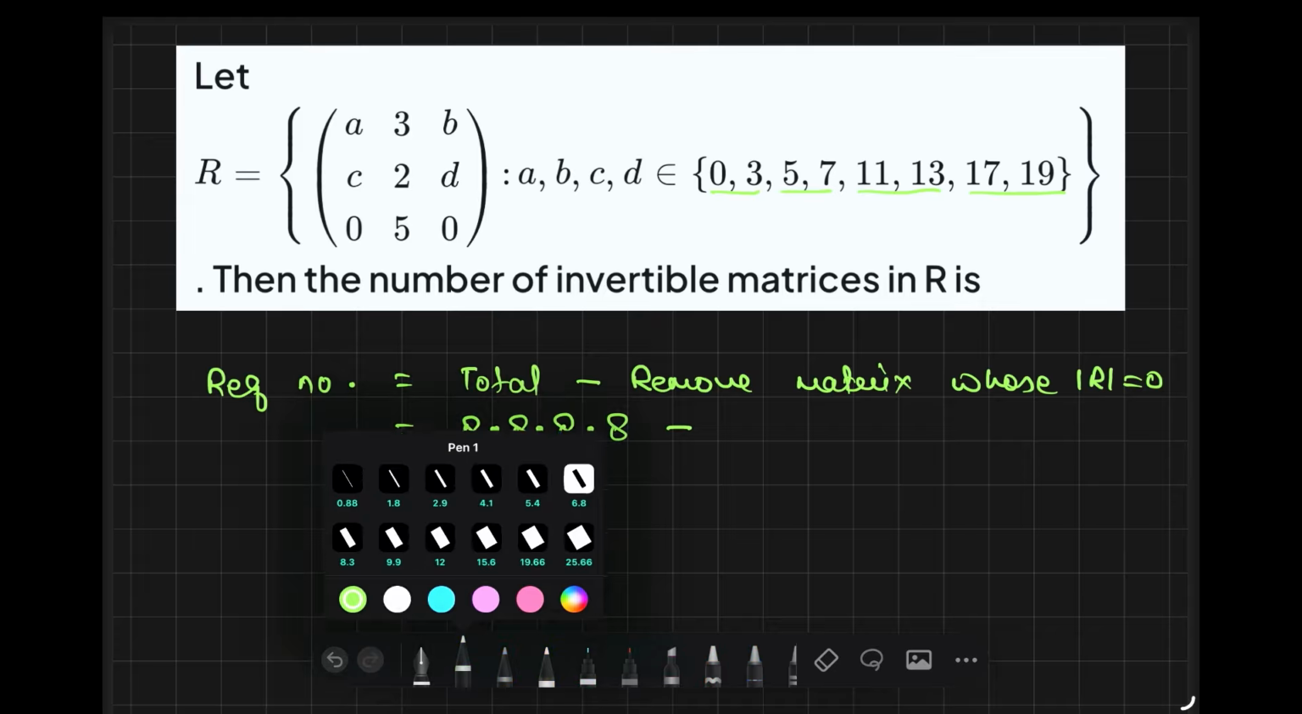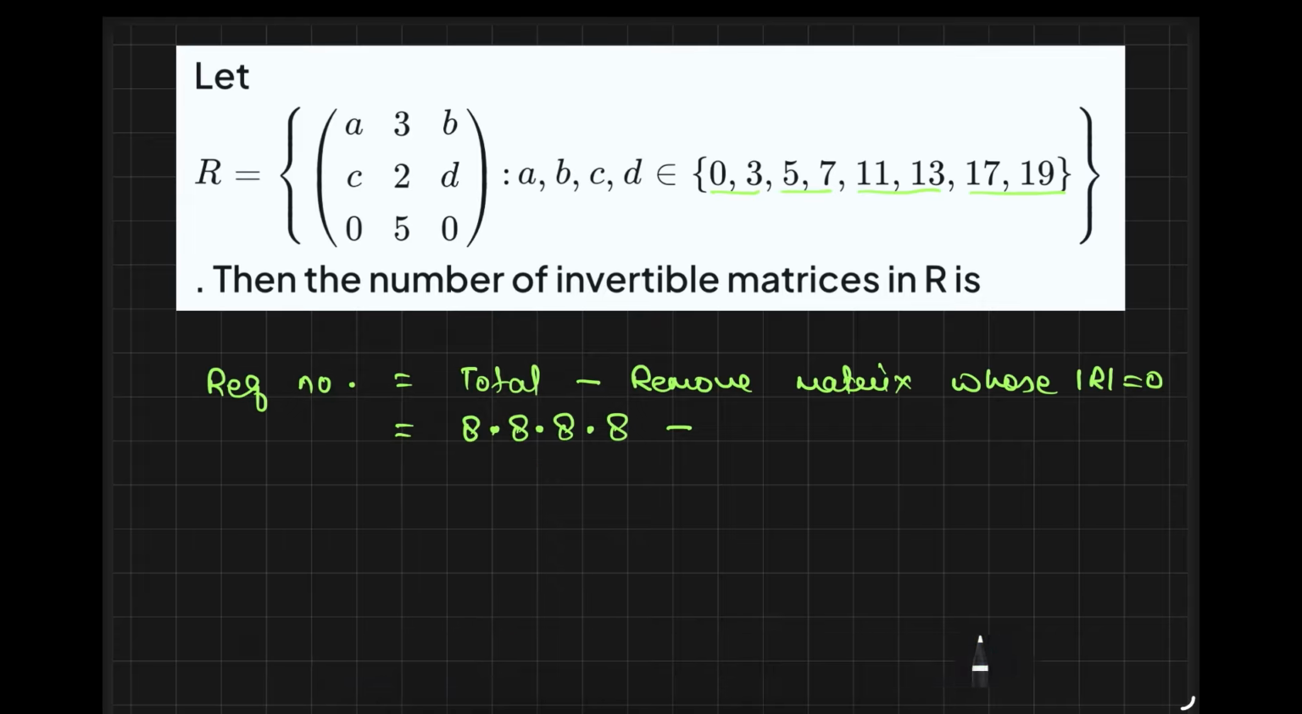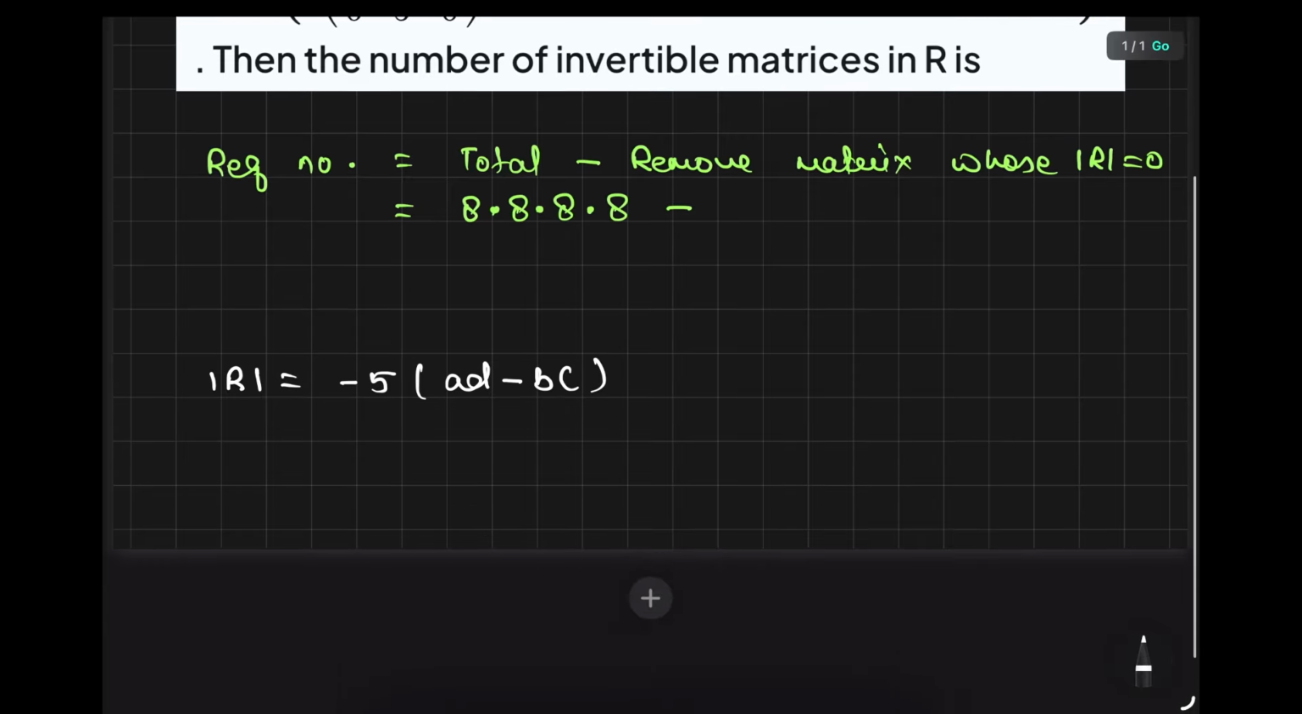Now I will try to find out the determinant, because we have to make sure that the determinant is 0. Now, look at this. If you try to find out the determinant of R, we will open this determinant along the third row. So it is 5 times (AD minus BC). Now you wish to have the determinant of R to be 0. It is only possible if AD is equal to BC.